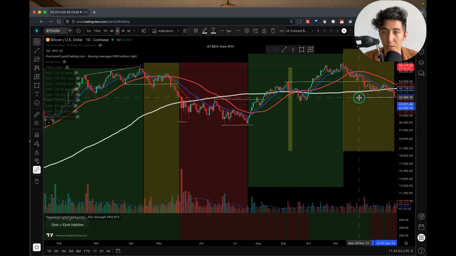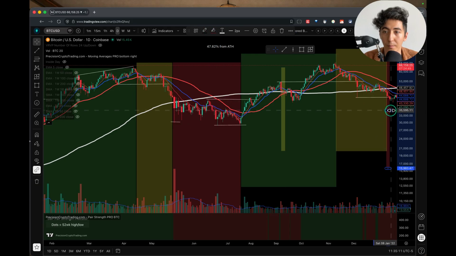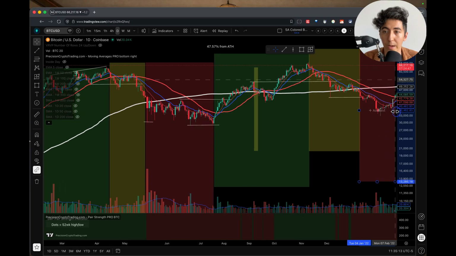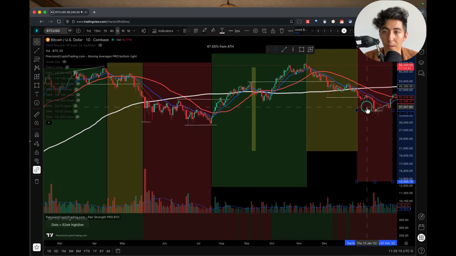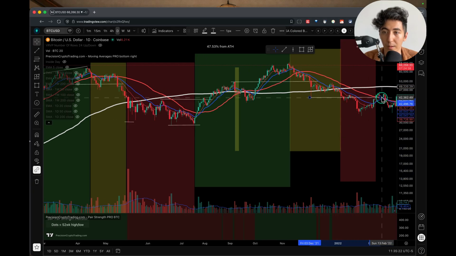And then we lose this support. To me, this is a warning, get out of here. This is not a healthy trend. And then price drops below, but comes back up. And then it gets rejected.